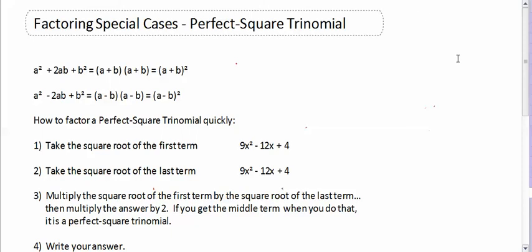Okay, so today we're going to be doing factoring special cases. We're doing perfect square trinomials, and this goes along with 8-7 in your textbook. I want you to put the notes to these on page 62 in your composition book on your left side. I would like you to stop the lesson, copy down the examples of what a perfect square trinomial looks like, as well as the directions on how to factor a perfect square trinomial quickly.